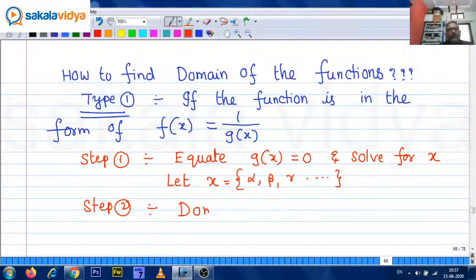Domain of f is given by: generally we discuss only real functions, so the domain accepts all real values except the alpha, beta, gamma values. That's why we can write the set of real numbers minus the set alpha, beta, gamma and so on. This is the way we can find the domain of a function in the form of 1 by g of x.